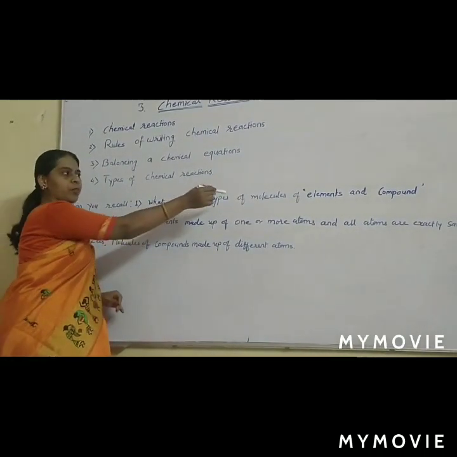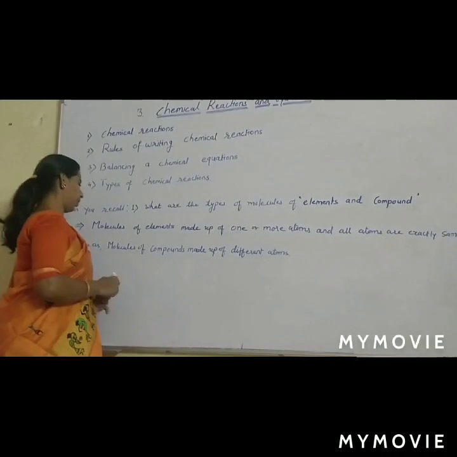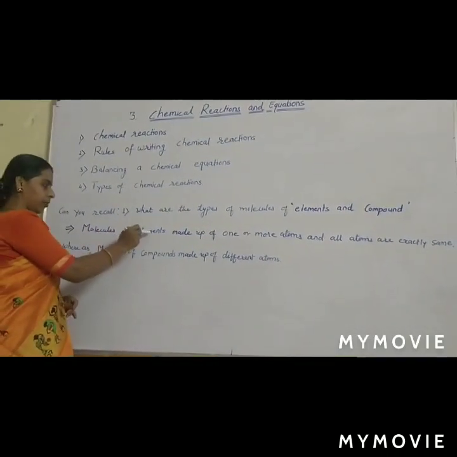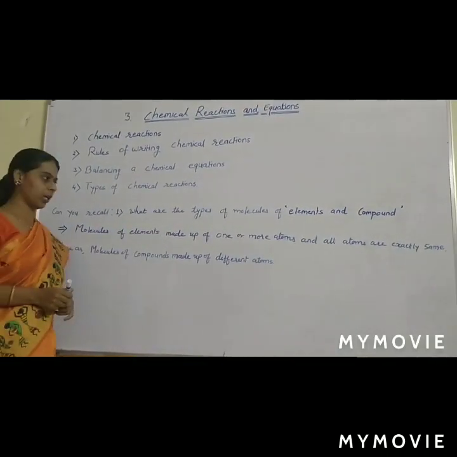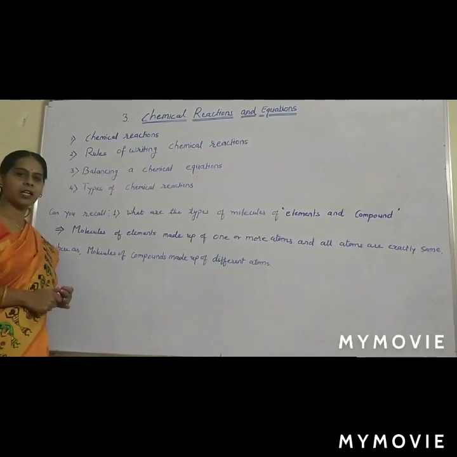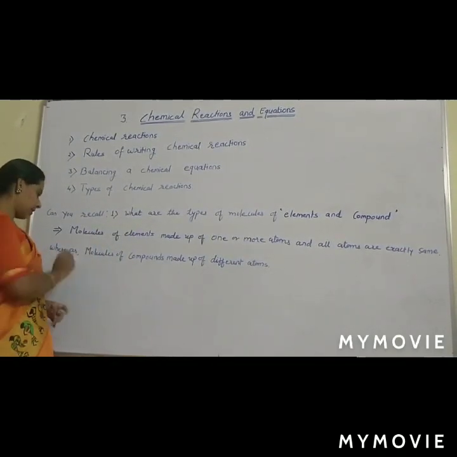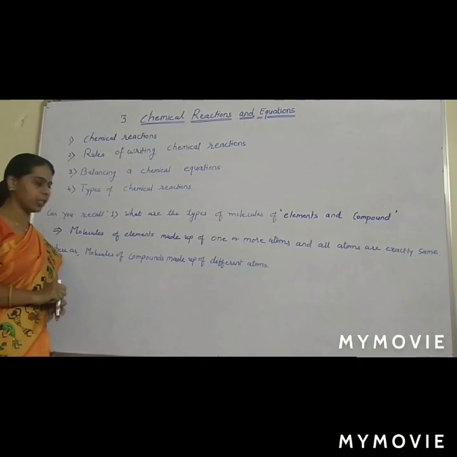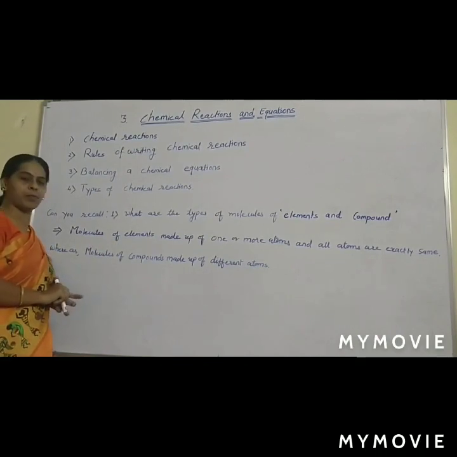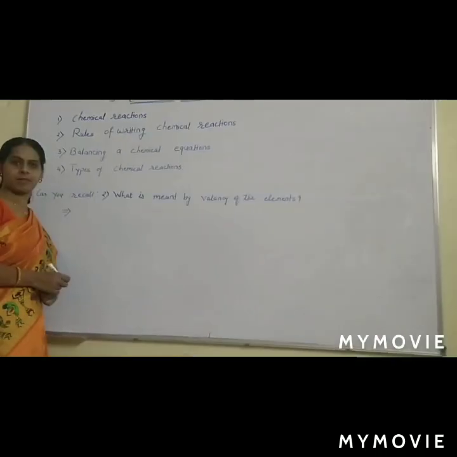What are the types of molecules of elements and compounds? The molecule of an element is made up of one or more atoms, and all atoms are exactly the same, whereas molecules of compounds are made up of different atoms.